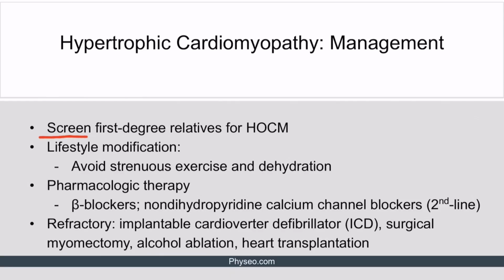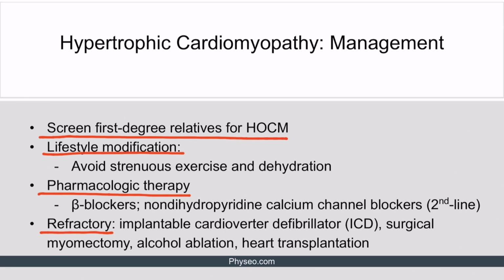First, one should screen first-degree relatives of the patient for hypertrophic obstructive cardiomyopathy because this is an autosomal dominant condition. Management includes lifestyle modifications like avoiding strenuous exercise and dehydration. This is because strenuous exercise and dehydration can exacerbate the left ventricular outflow tract obstruction. Pharmacologic therapy includes beta blockers and non-dihydropyridine calcium channel blockers like verapamil and diltiazem as second-line agents.